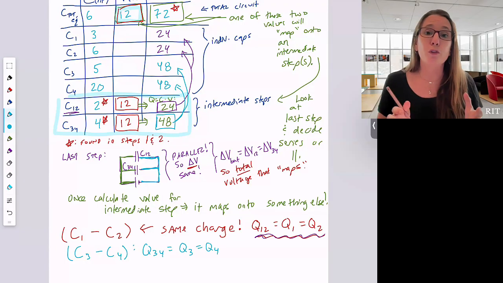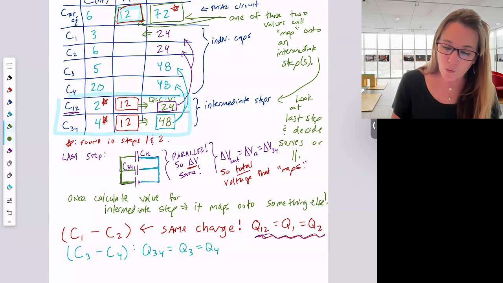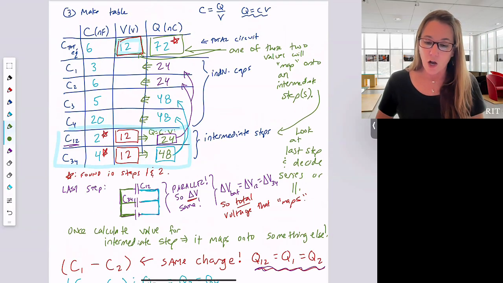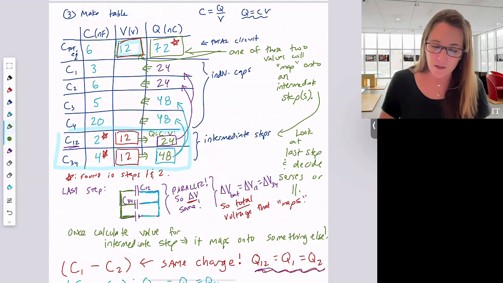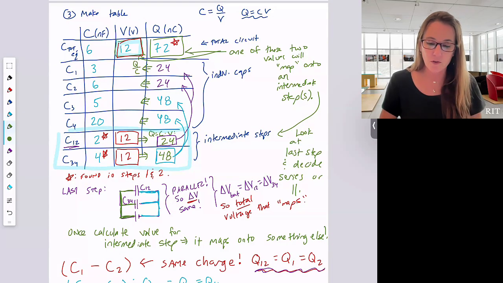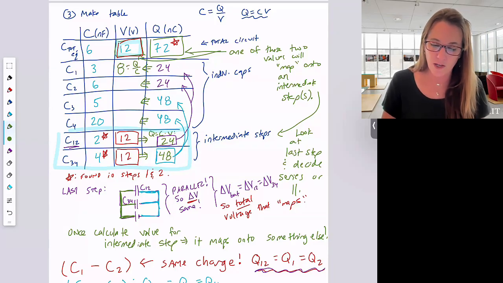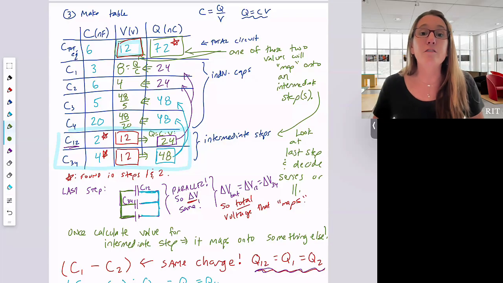At this point, we know 2 of the 3 values in a row, so we can then calculate the third value. We know that V is equal to Q over C, so we just do 12 divided by 3, which gives us 8. Then 24 divided by 6 gives us 4. And then here we just get 48 fifths, which I'm just going to leave unsimplified, and 48 twentieths. We now have literally every voltage drop and every charge on every individual capacitor calculated.